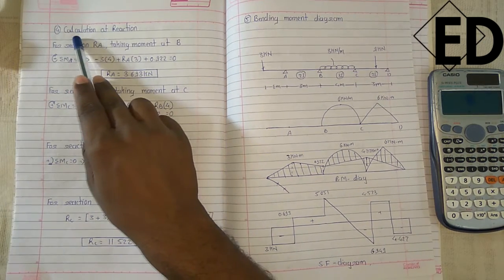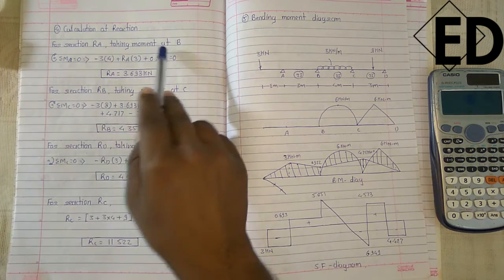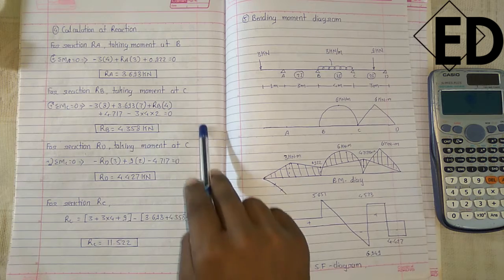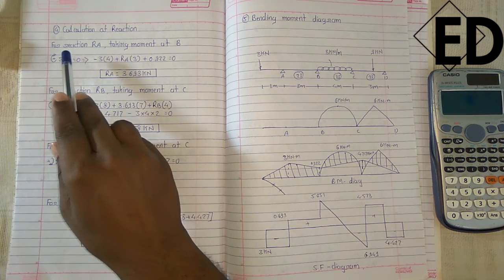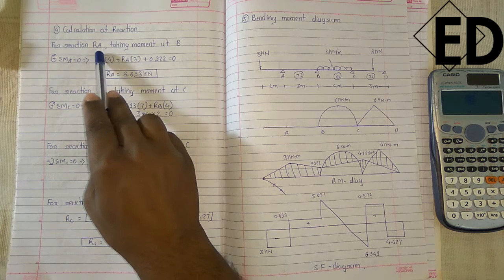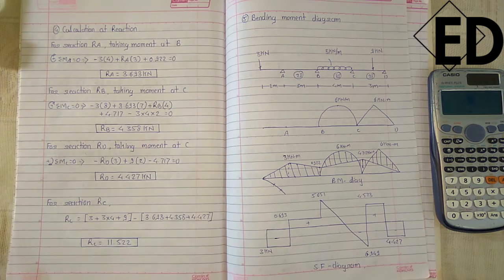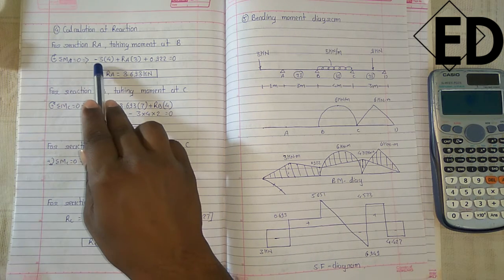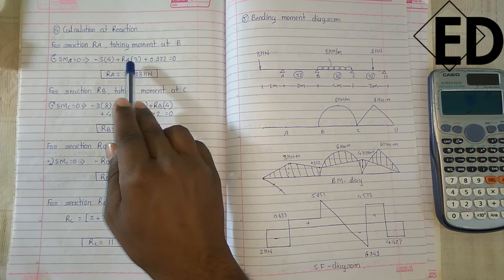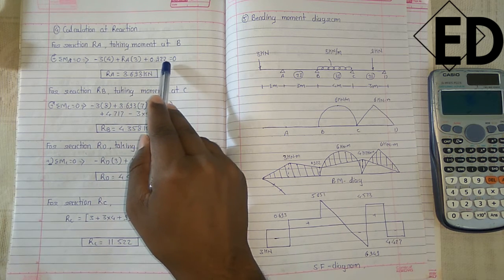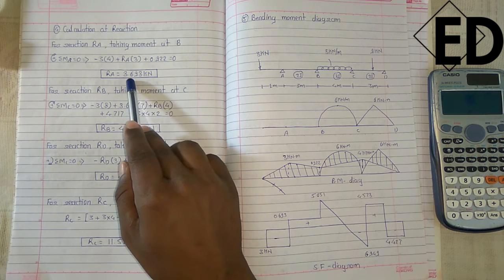The fourth step was calculation of reaction at each support. This was also a main step, because this step is necessary for calculation of the shear force diagram. For calculating the reaction RA, we have to take a moment at B. So let's take a moment at B: minus 3 into 4 plus RB into 3 plus 0.922 equals 0. By solving this, we get RA equals 3.933.